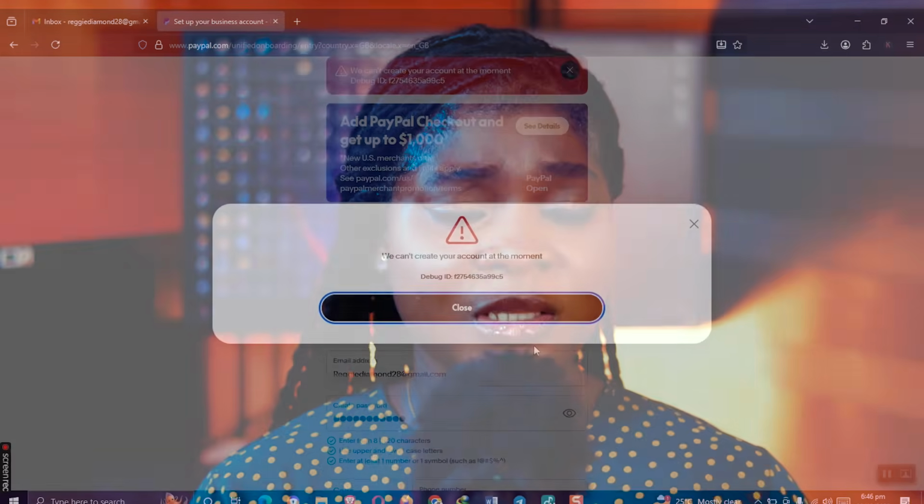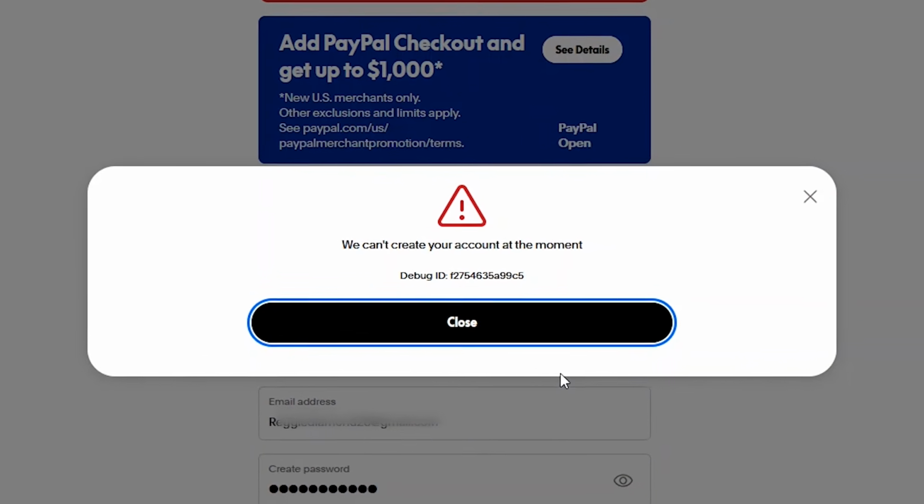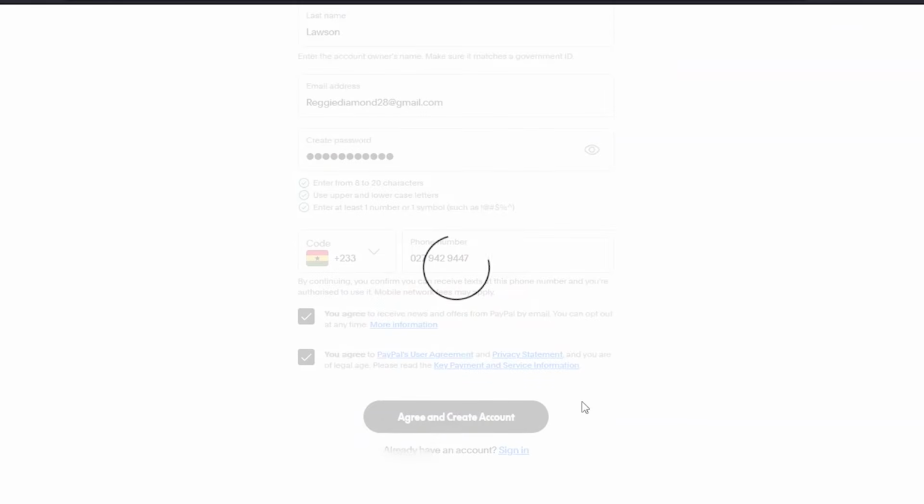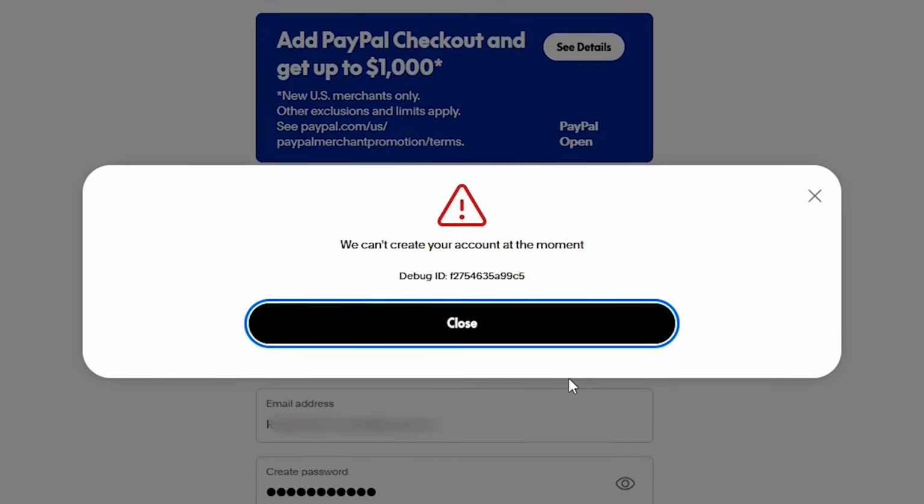Have you tried creating a PayPal account only to be hit with this strange debug ID error, or find your account suddenly blocked for no clear reason? Yes! Well, you are not alone. I've received countless comments from viewers facing these exact problems after watching my previous PayPal video. Many think they've done something wrong, but the debug ID often isn't the real problem. But that's something PayPal doesn't clearly explain.